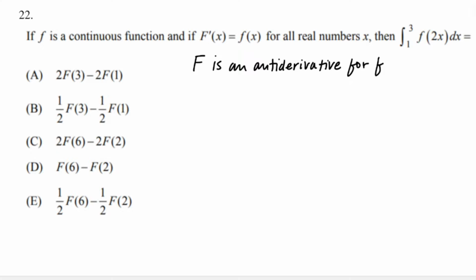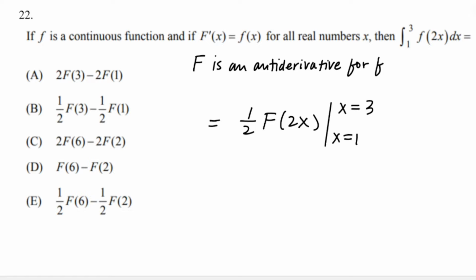So if I'm trying to anti-differentiate lowercase f of 2x, it should be capital F of 2x divided by 2 to prepare for the chain rule, because the derivative of capital F of 2x would be capital F prime of 2x times 2 for the chain rule. We want to have 1 capital F prime of 2x, because that's lowercase f of 2x. All right, so I'm going to anti-differentiate and get 1/2 uppercase F of 2x. And we're going to let x go from 1 to 3.